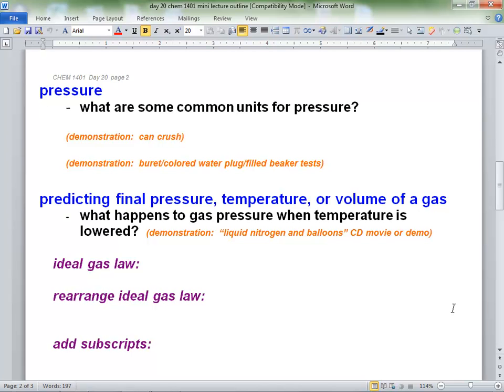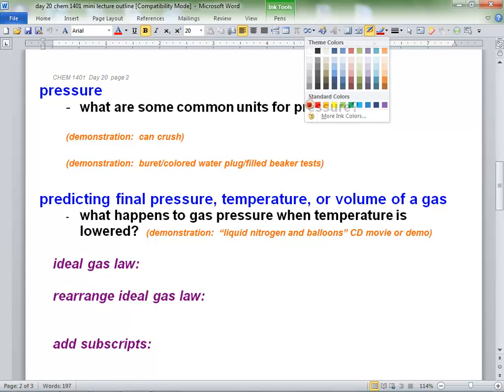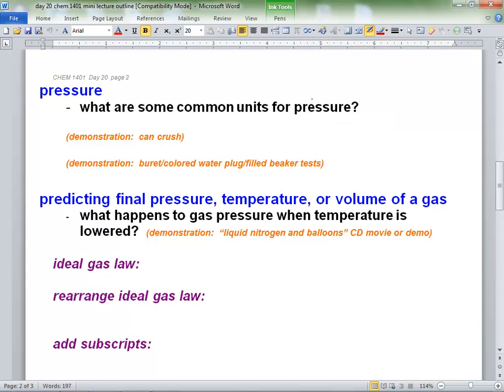But what are some units for pressure that you've heard of? Oscar, what are some units for pressure? What's a unit of pressure that you've heard of before? ATM for atmospheres. How about another one? Jorge, another one. Set of units for pressure.